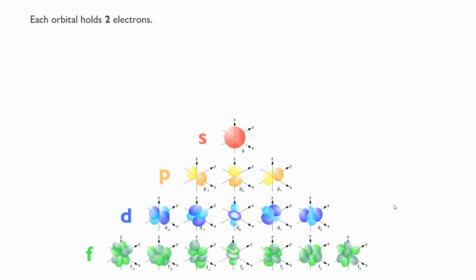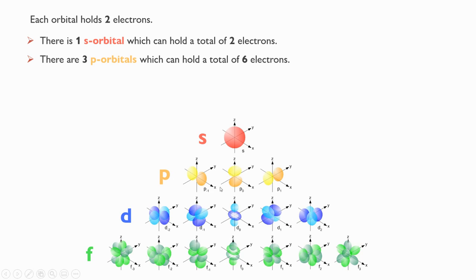Each one of these pictures is an orbital, and each orbital can hold a maximum of 2 electrons. Important to note. There is one s orbital total. If there's only one s orbital and it can hold 2 electrons, then the s orbitals altogether can hold a total of 2 electrons. Contrast that with the p orbitals. Each one of these can hold 2, so the p orbitals all together can hold a total of 6 electrons, because 2, 4, 6.